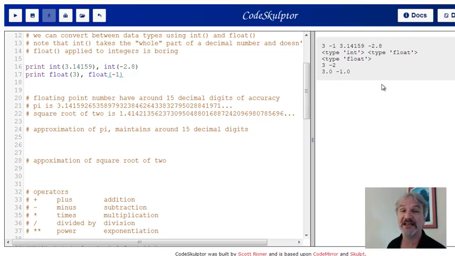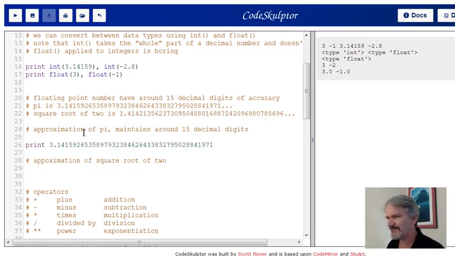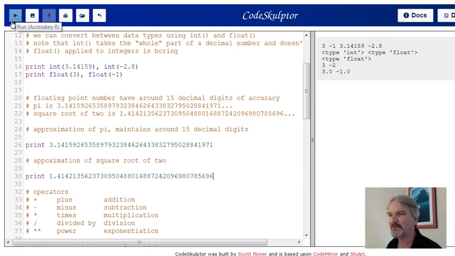So let me show you two examples real quick here to help you understand. What I've done is I've grabbed two really good approximations for pi and the square root of 2. So here, this is a 50-digit approximation of pi. And then I've also grabbed a 50-digit approximation to the square root of 2. So I'm going to ask Python now to print these out. And when you do that, notice that I lost a lot of digits here. All these digits here got trimmed down. All these digits here got trimmed down.